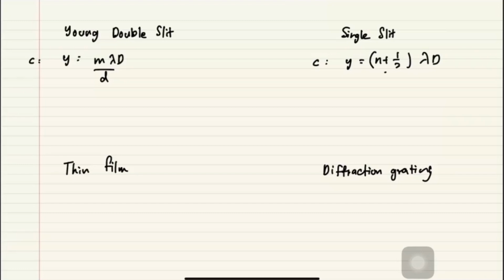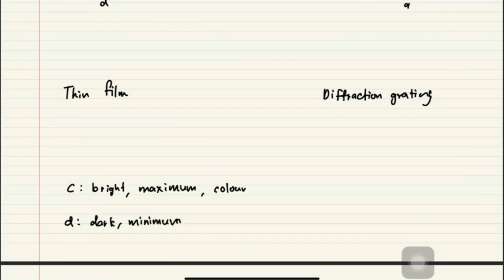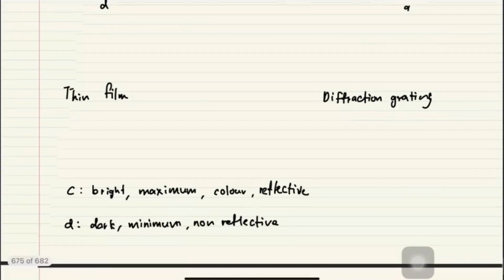So for constructive and destructive, you can determine from the questions. For constructive, they will give keywords like bright, maximum, constructive itself, or any color of light. For destructive, normally they will give you keywords like dark, minimum, non-reflective. Okay, these are the keywords to indicate whether it's constructive or destructive.